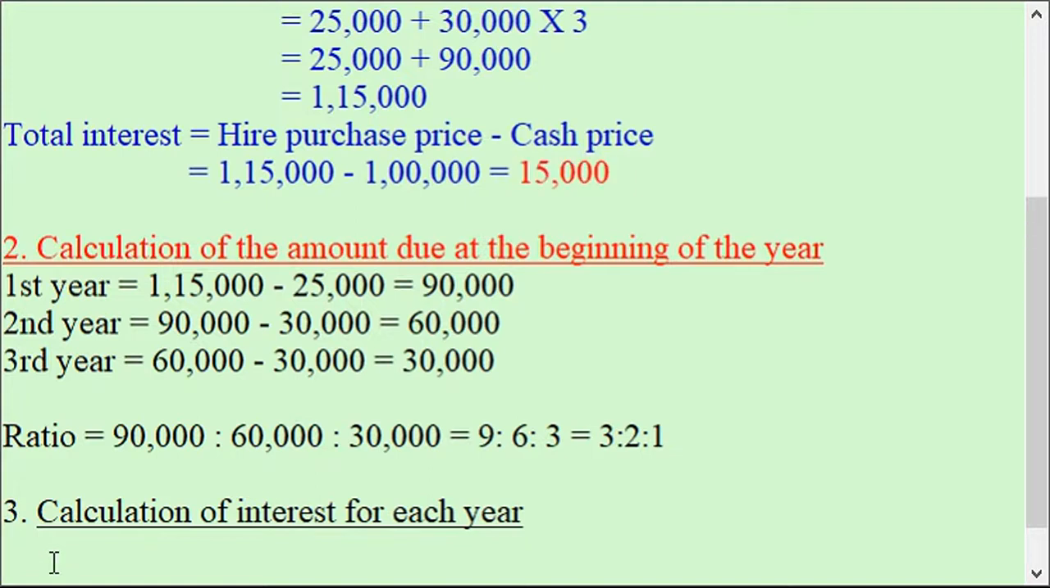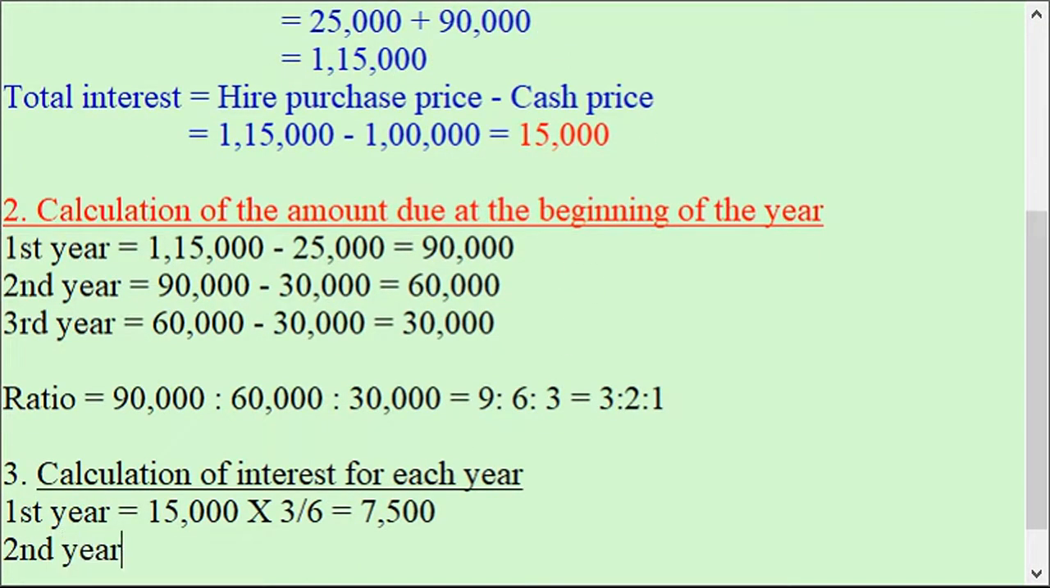So this 15,000 I need to segregate: for the first year what is the interest, second year what is the interest, and third year what is the amount of interest. The first year, it will be 15,000 into, I have taken the ratio here 3 is to 2 is to 1, for first year, second year and the third year. So for the first year it will be 3 divided by 6, 3 plus 2 plus 1, 6. So you get rupees 7,500 as the amount of interest for the first year out of this 15,000.